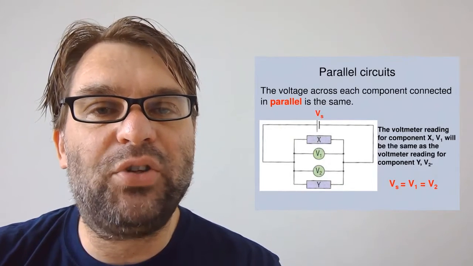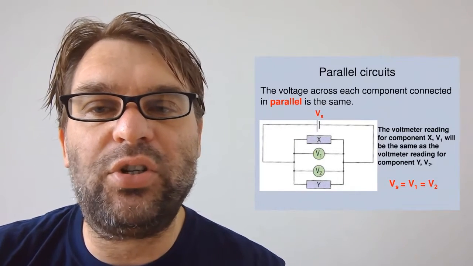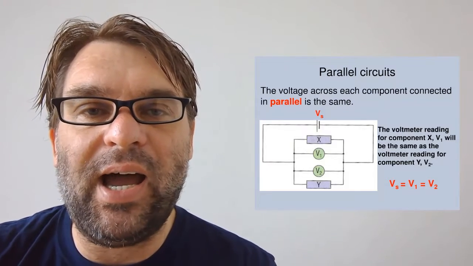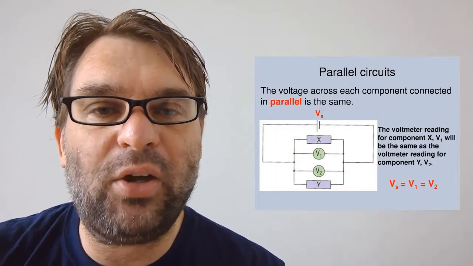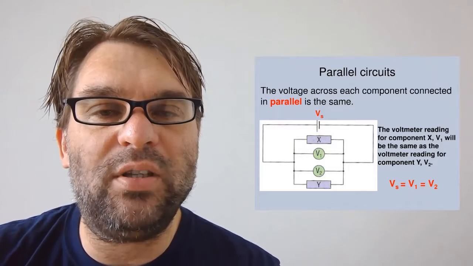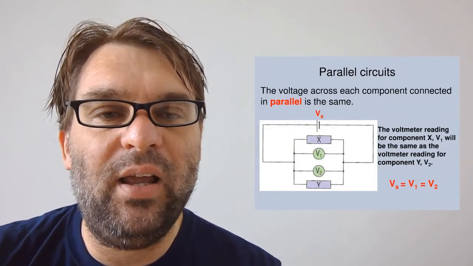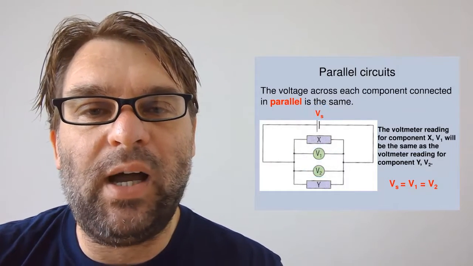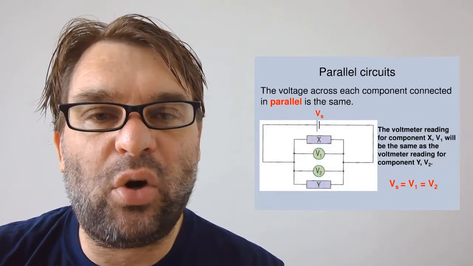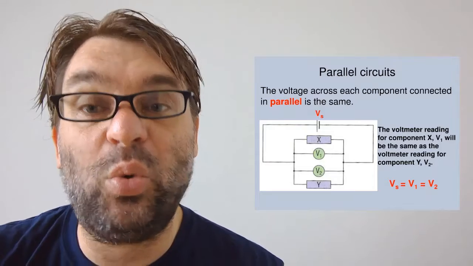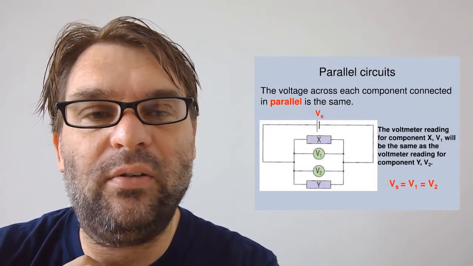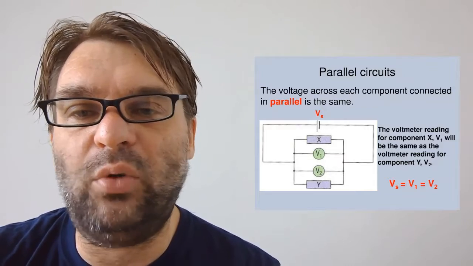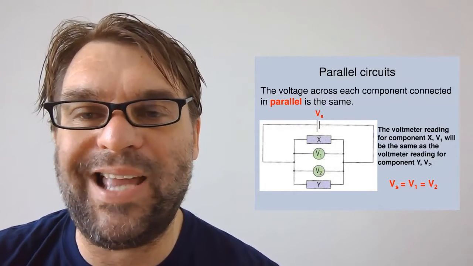Then we have parallel circuits. The voltage across the components in a parallel circuit are going to all be the same. Here we have components X and Y in parallel. So the supply voltage will equal the voltage 1 across component X, which will also equal the voltage across component Y, voltage 2. So they're all going to be the same.